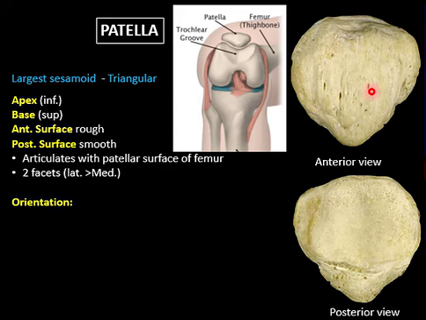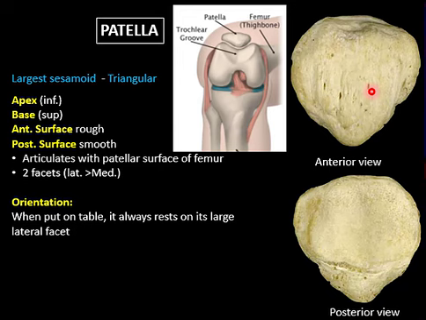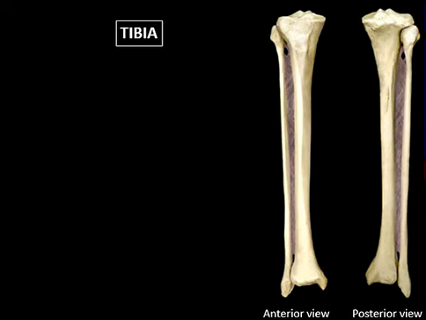Regarding its side orientation, if you put the patella on the table, usually it rests on the large lateral facet. That's how you can identify it. The apex is below, and the base is above. Rough surface is anterior, smooth surface is posterior. Now, how can you tell whether this is large or small? You just put it on the table and it rests on the large lateral facet.